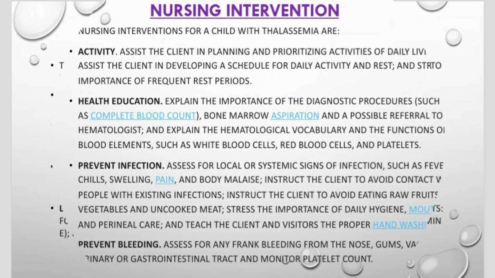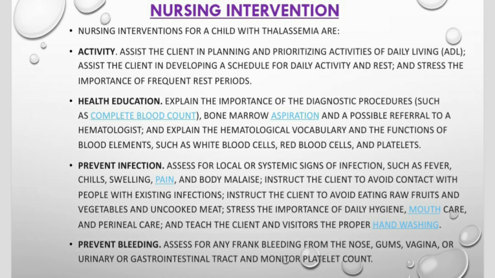After that is nursing intervention. Nursing interventions for a child with thalassemia are: number one is activity. Assist the client in planning and prioritizing activities of daily living, ADL. Assist the client in developing a schedule for daily activity and rest, and stress the importance of frequent rest periods. Number two is health education.